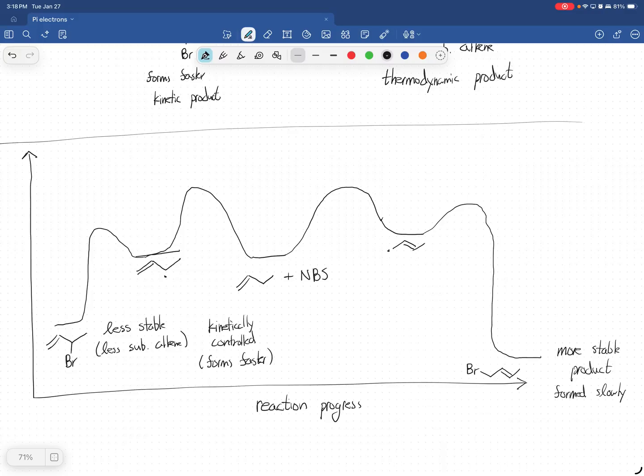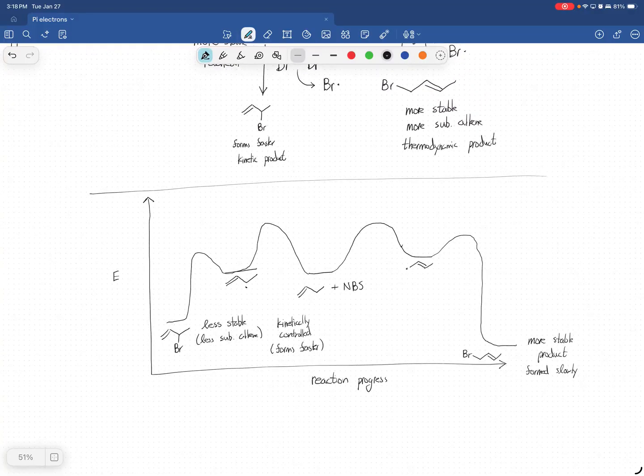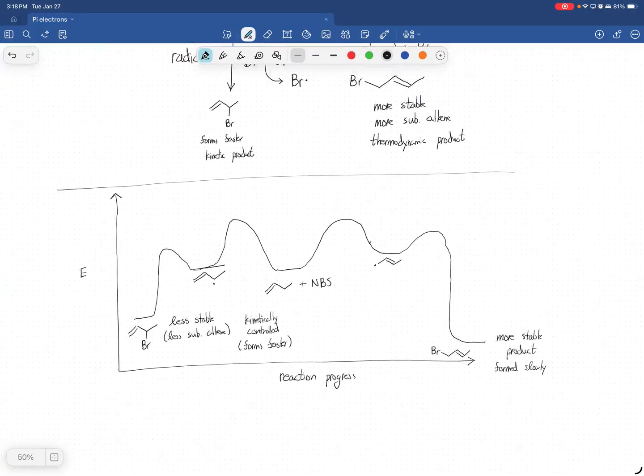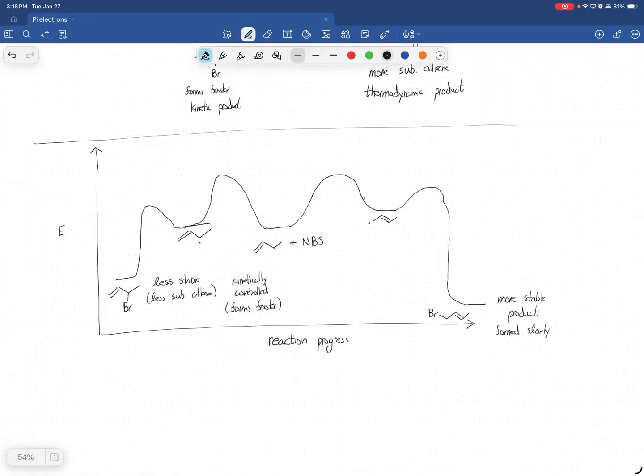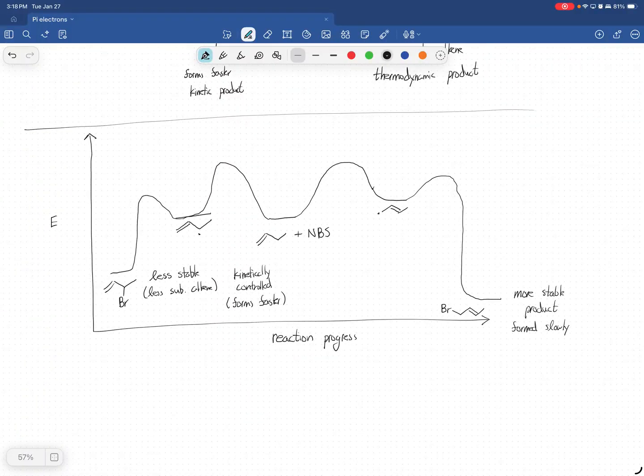All right, so we got to keep that in mind that there's a few ways this reaction can go based on where the radical ends up. Okay. All right. Are there any questions on how we saw kinetic product versus thermodynamic right there? Any questions about that? Anything we need to clarify? Are we okay?